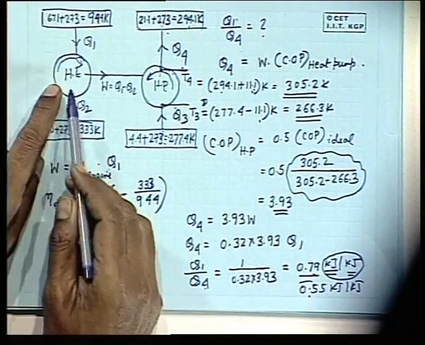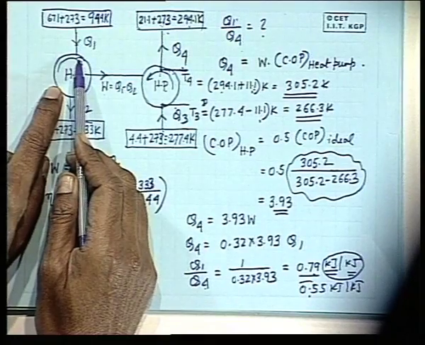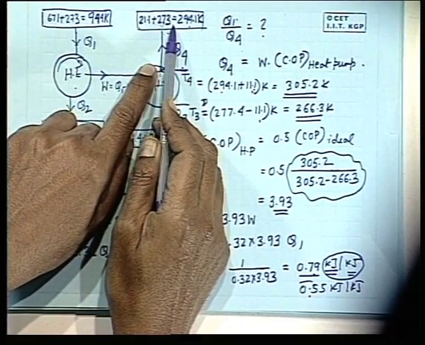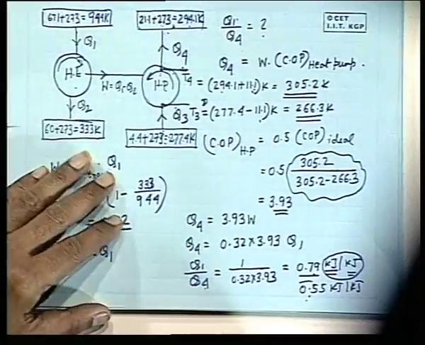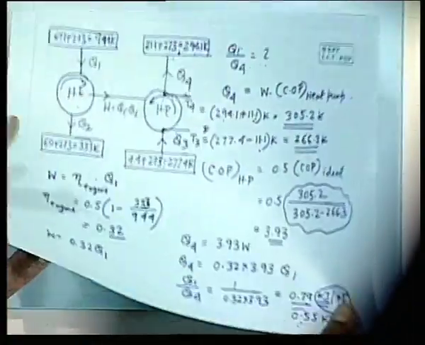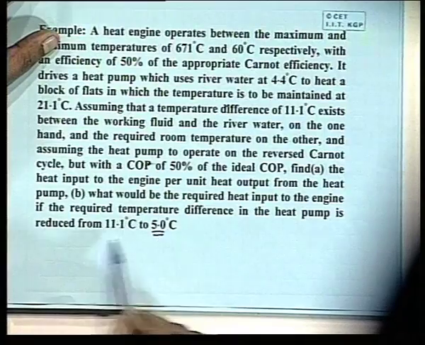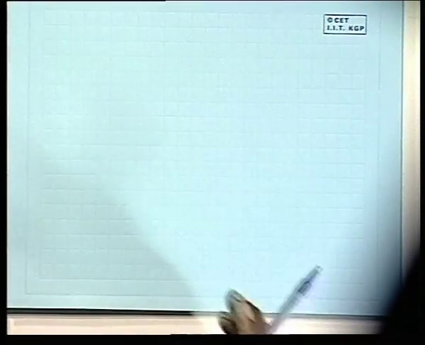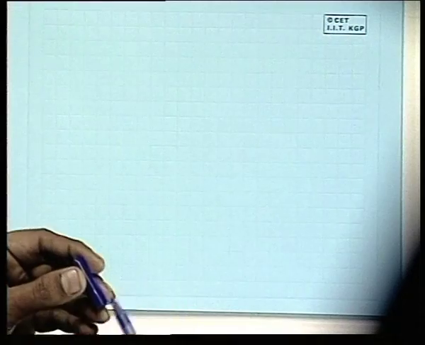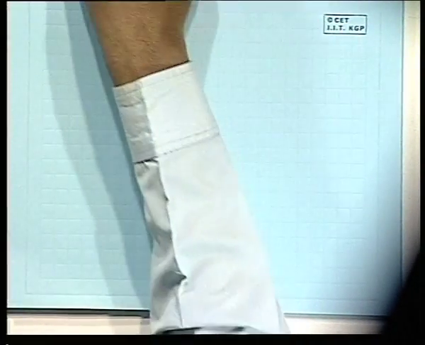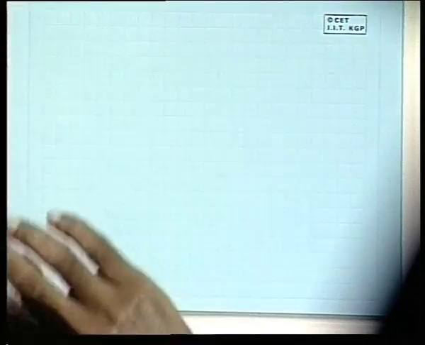You understand? That means this heat engine will require less heat per unit heat output from the heat pump to the block of flats. So, this value will be reduced. Okay. So, this is the exercise for the second part, that when the temperature difference is reduced to 5 degrees, that you can solve. These two problems will give you an immense idea about how we can apply the entropy change formula for a problem. There are a number of problems, if I get the opportunity I will solve.